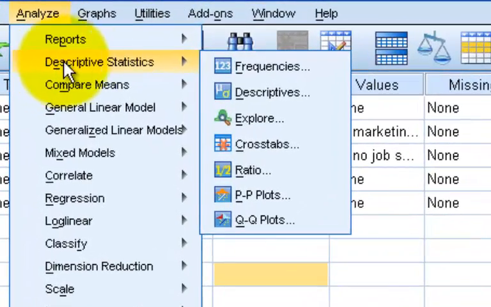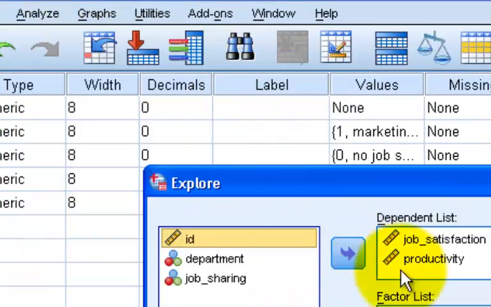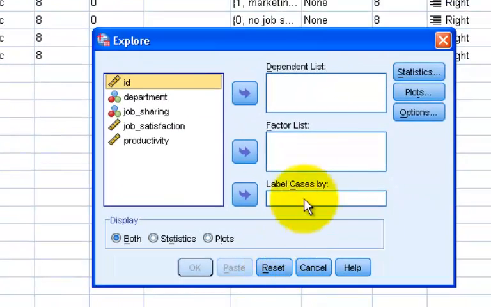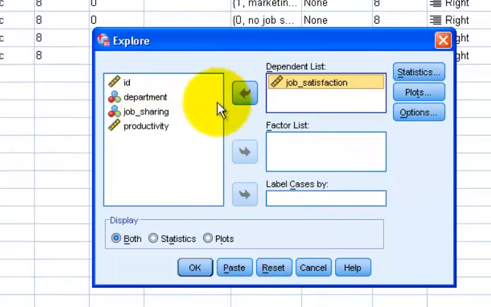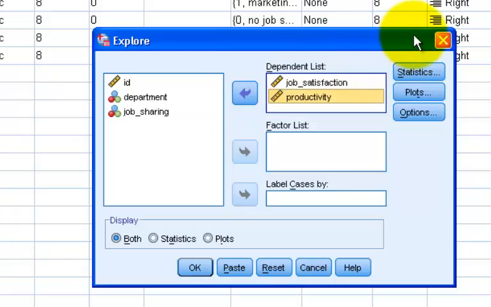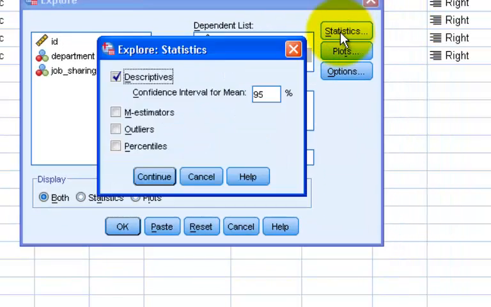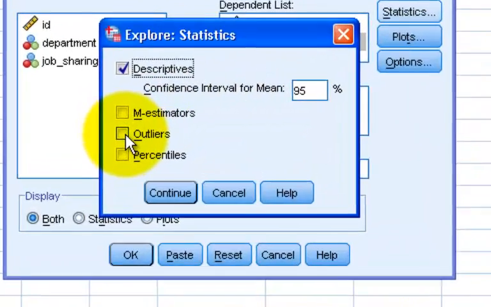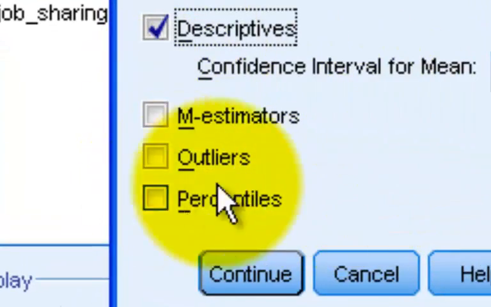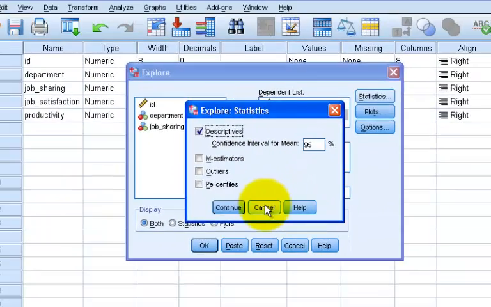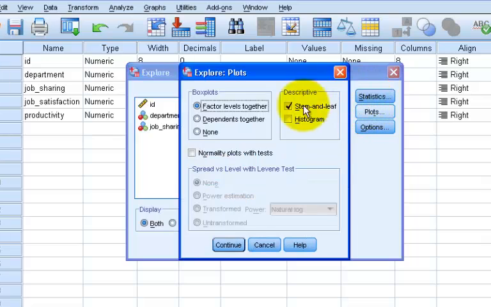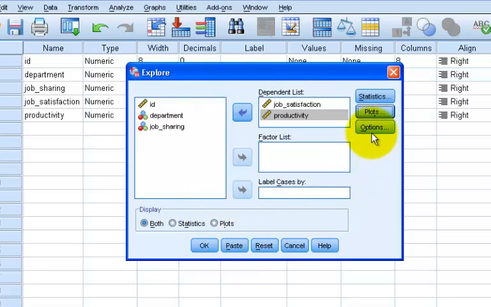Analyze, descriptive, exploring, just the DVs. We're not going to do outliers here. Remember, that's a separate assumption for MANOVAs only. But we are going to do the histogram, and we want the normality plots. That'll give us the Smirnoff test. And I don't think we need any options. Let's click OK.